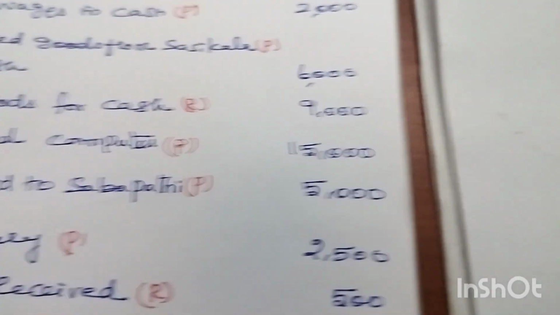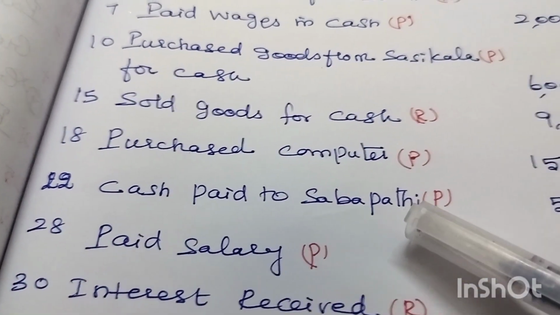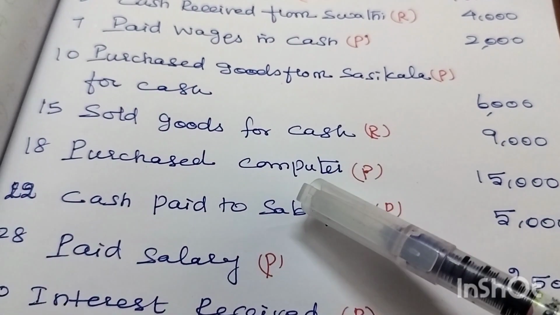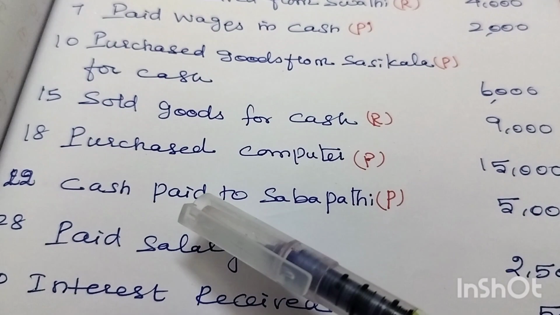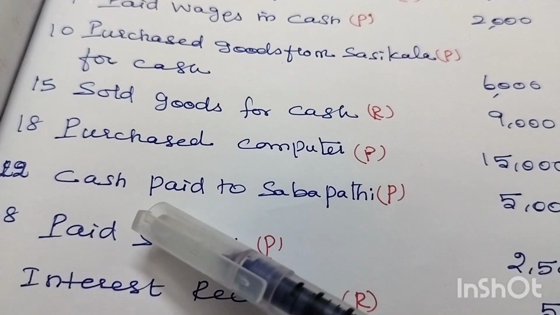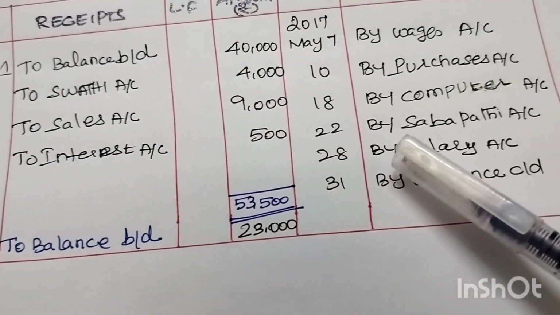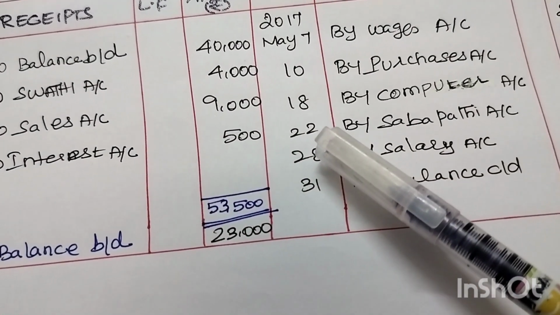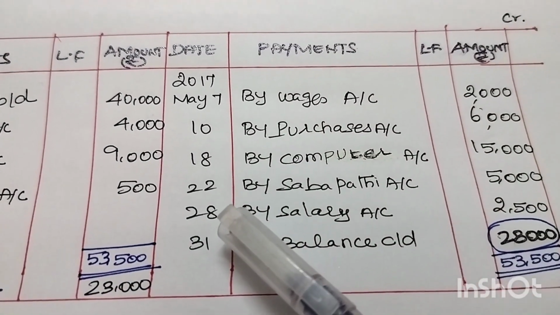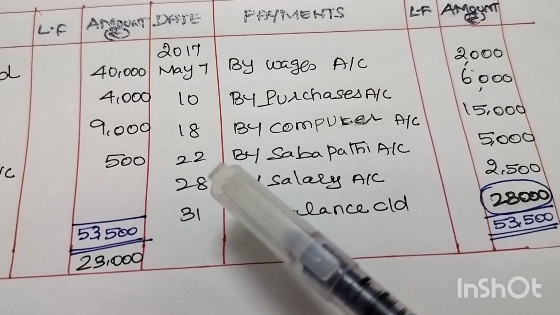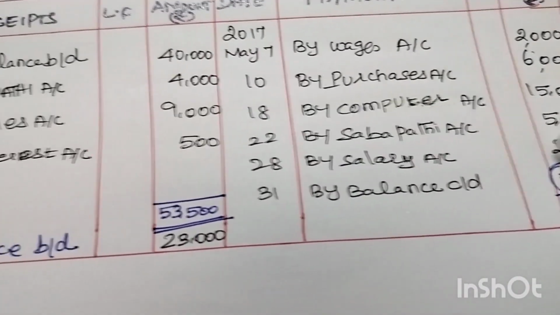In another way you can think. May 22, cash paid to Sabhabadi 5,000 rupees. What is the journal entry? Cash paid, Sabhabadi account debit to cash account. Where is cash account? Cash account is on credit side. So you go to credit side dated on 2017 May 22. What is the opposite account from the cash account? Sabhabadi account. So you go to credit side, right, by Sabhabadi account 5,000 rupees.